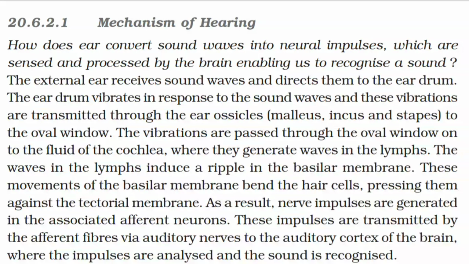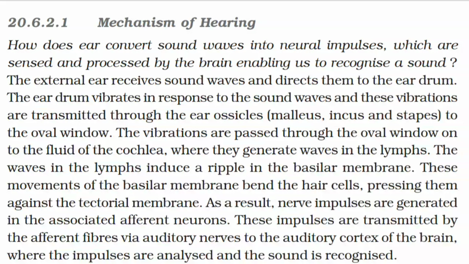21.6.2.1 Mechanism of hearing. How does the ear convert sound waves into neural impulses, which are sensed and processed by the brain, enabling us to recognize a sound? The external ear receives sound waves and directs them to the eardrum. The eardrum vibrates in response to the sound waves, and these vibrations are transmitted through the ear ossicles, malleus, incus and stapes to the oval window.